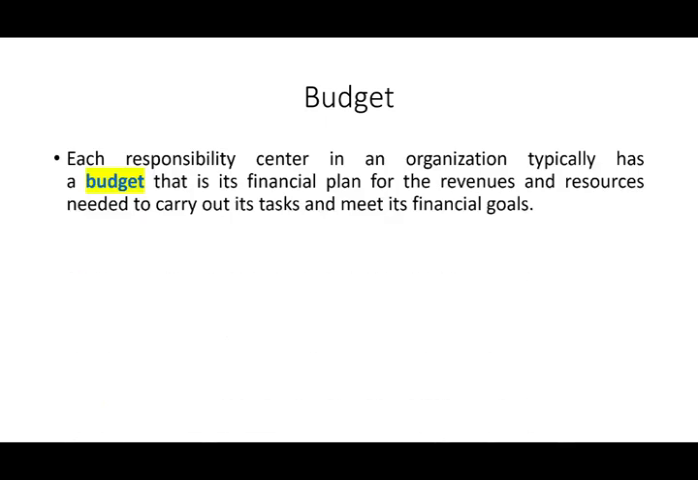Also, as part of control, we can have a budget. And what is a budget? Hopefully, we are all familiar with a budget. If you're attending school, if you're on a home, you should always have a budget. Basically, you plan ahead on how much you are going to receive and how much you're going to spend in the near future. So a budget is a financial plan for revenues and resources needed to carry out tasks and meet the financial obligation.